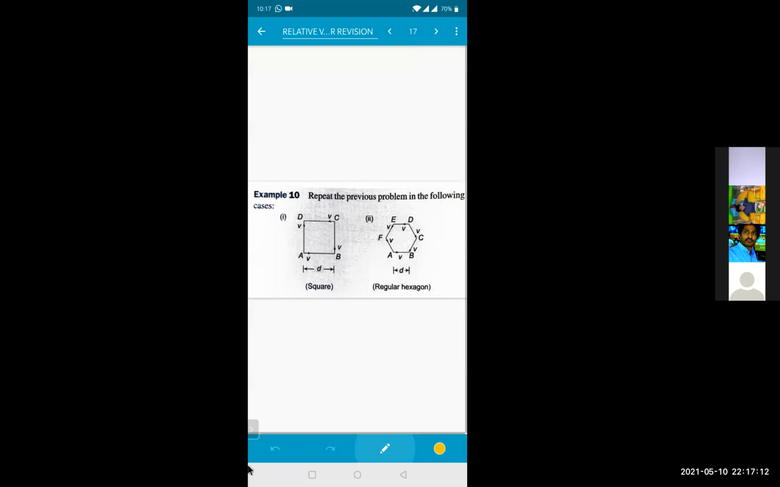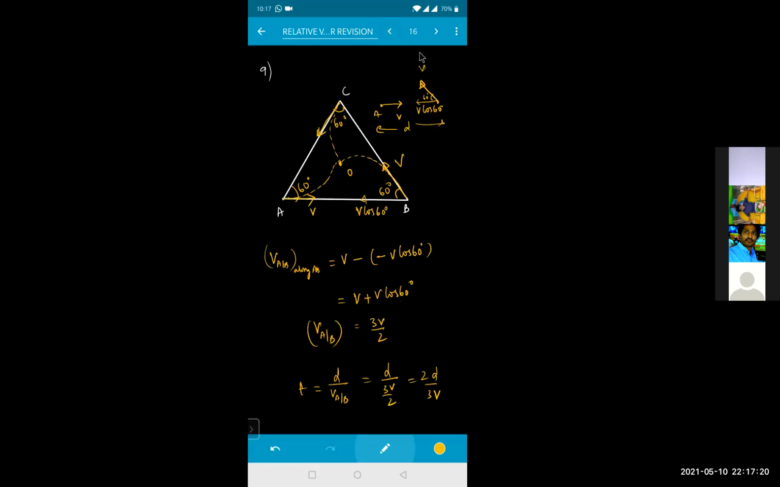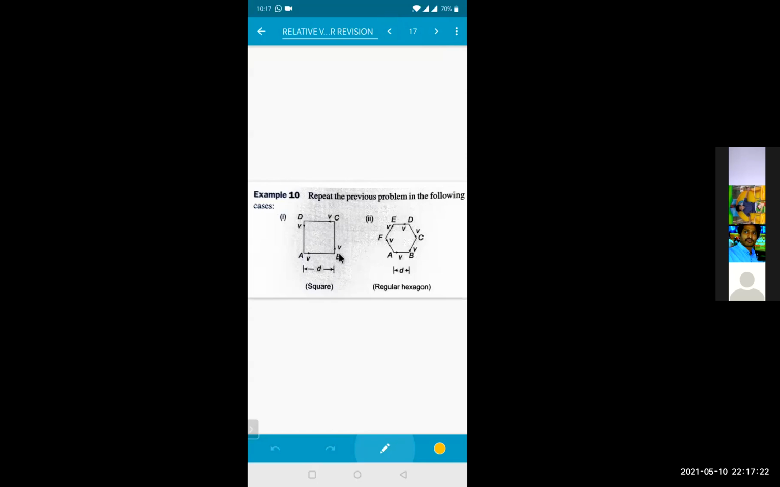So now try this problem. Repeat the previous problem in the following cases. I need to calculate the relative velocity of B with respect to A, or A with respect to B. This is A with respect to B only. A is moving towards B, B is moving towards C, C is moving towards D, and D is moving towards E. And finally, they are meeting at the center part of the lake.